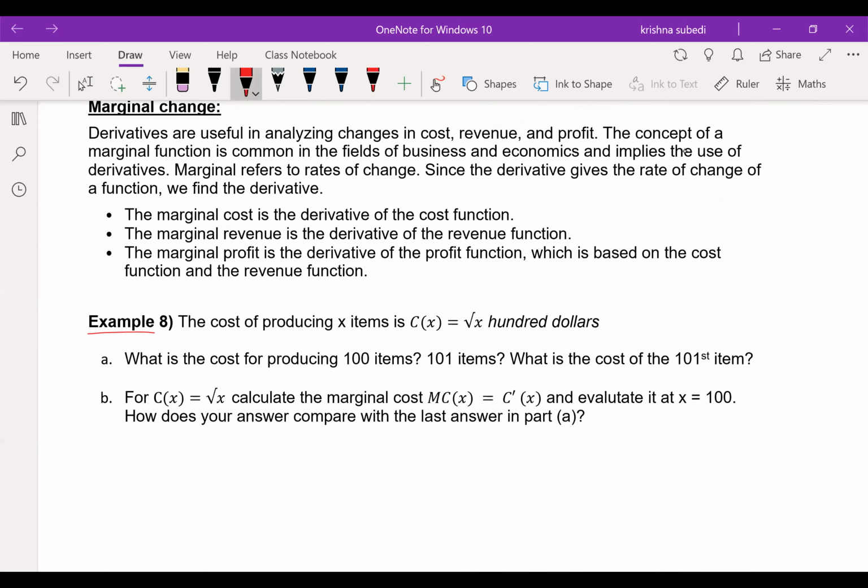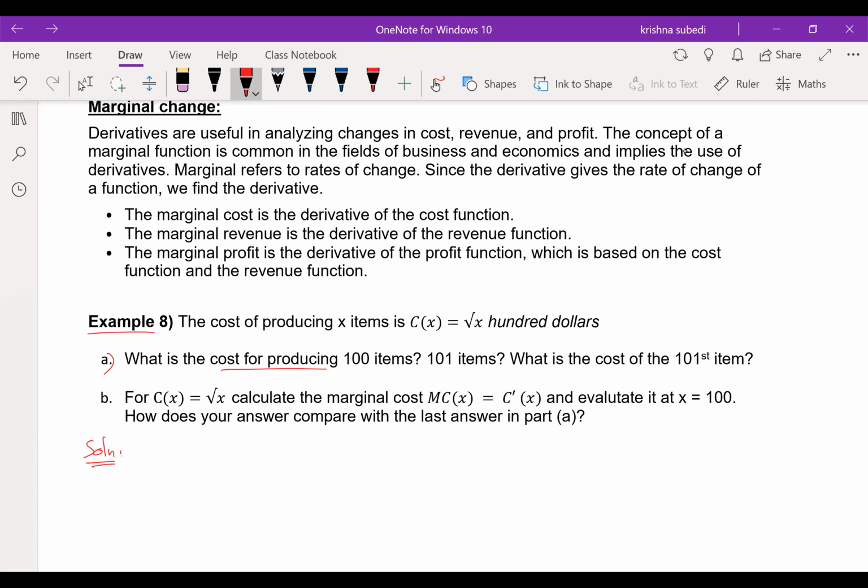Example 8. The cost of producing x items is given by C of x equals square root x, in units of $100. Part A, what is the cost for producing 100 items? What is the cost of the 101st item? Let us calculate this. To calculate this, we don't need any derivative here. We just need to find the total cost of producing 100 items.